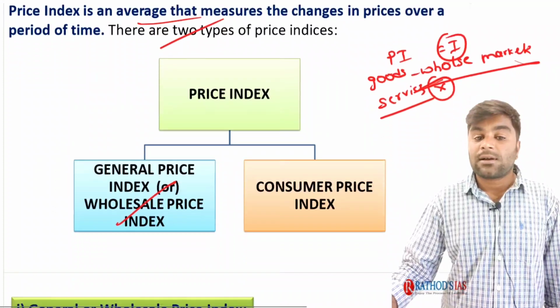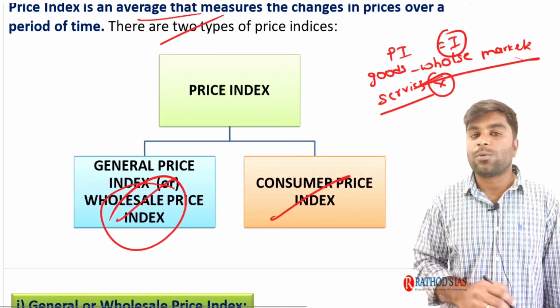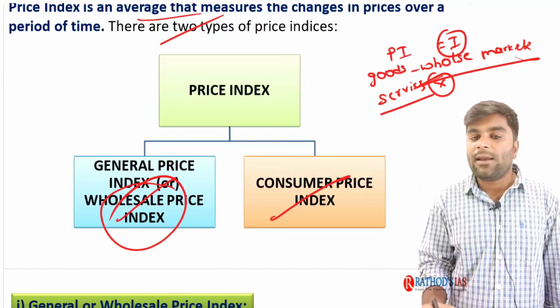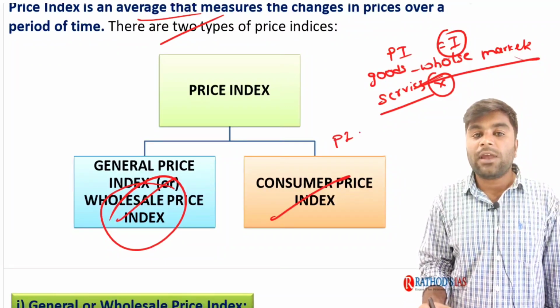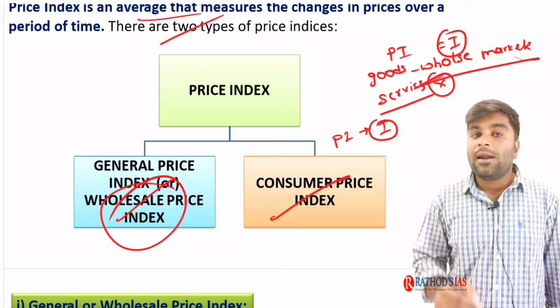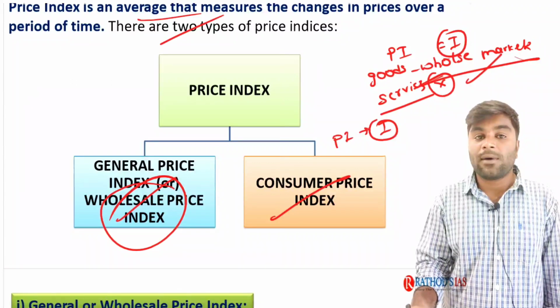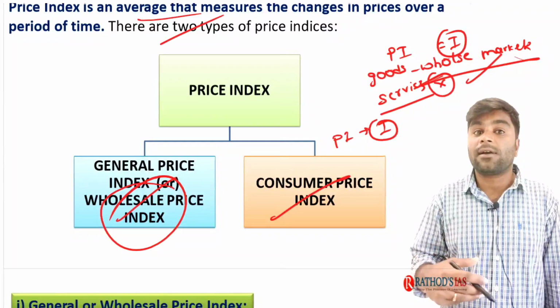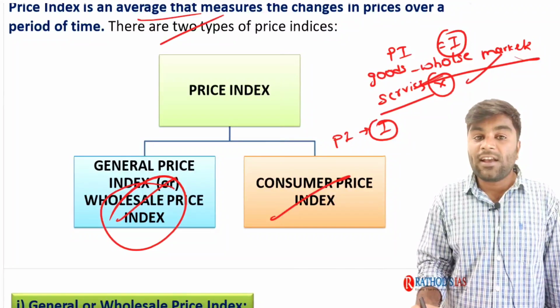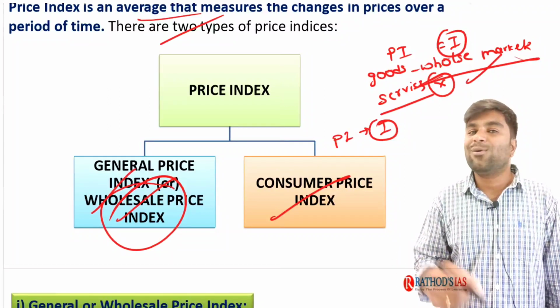So the price indexes are of two types: the wholesale price index, or the consumer price index. Very simple. We calculated the price index of the wheat and we calculated the inflation rate. So far clear? Now if we calculate the price index of all the goods that are transacted in the wholesale market, and if we express the inflation rate, then it is simply the wholesale price index.